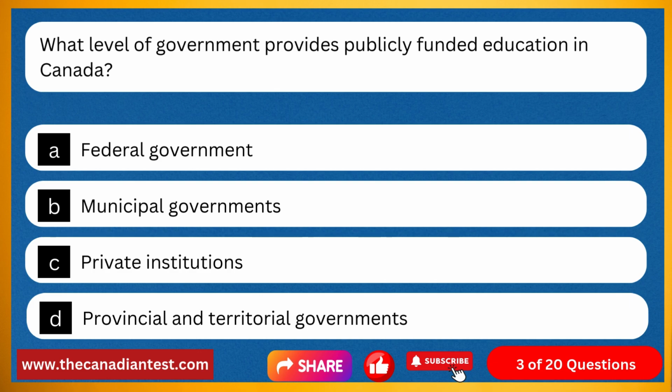Question 3. What level of government provides publicly funded education in Canada? Option A, federal government. Option B, municipal governments. Option C, private institutions. Option D, provincial and territorial governments.